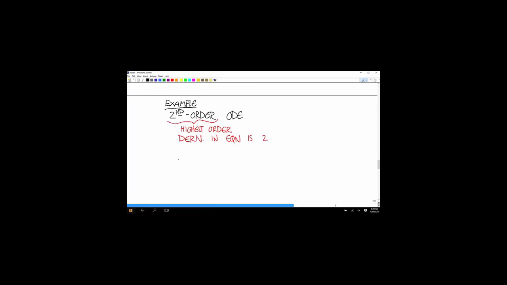And so let's do one that says x double dot is equal to 2t squared, where at time equals 0, x is equal to 2. And at time equals 2, the first derivative of x with respect to time is equal to 4.